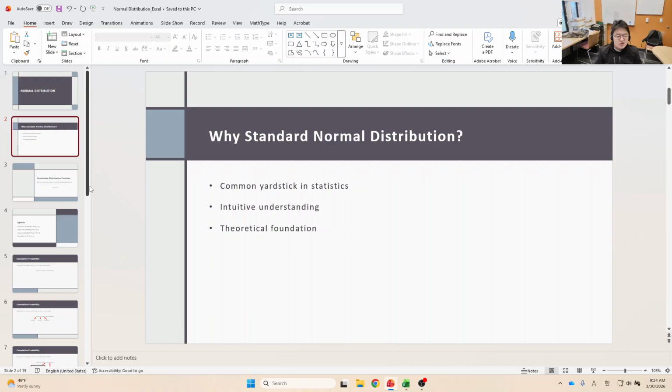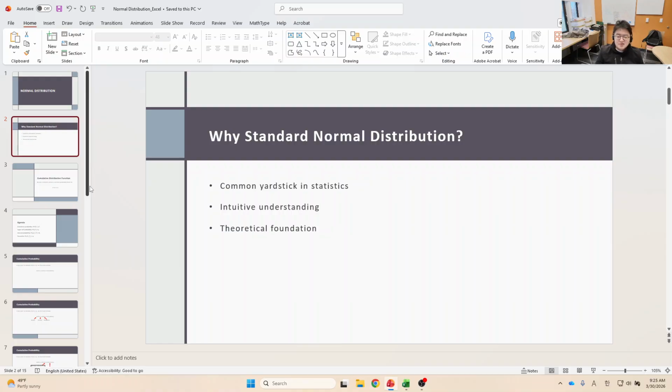For example, when I tell you, today it's like 50 degrees in Fahrenheit. But when I say it is say like 10 degrees in Celsius, then you need to convert it to the Fahrenheit to understand how warm it is. So in statistics, the standard is the standard normal distribution. So to develop your intuition, it is important to learn the standard normal distribution.